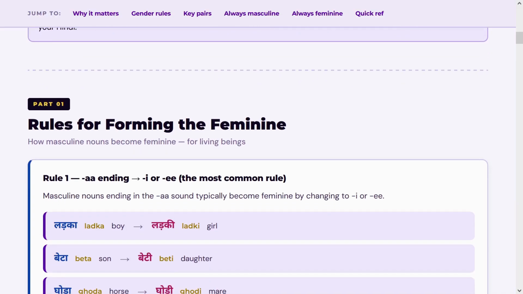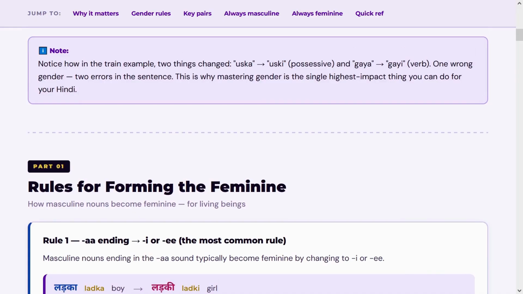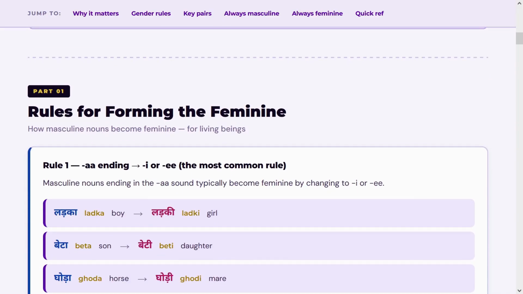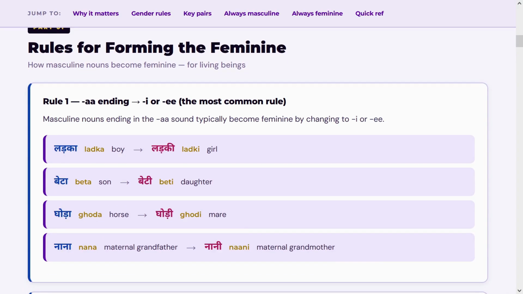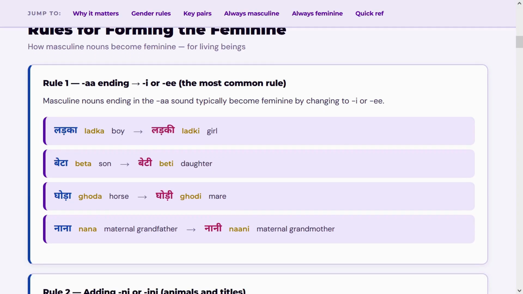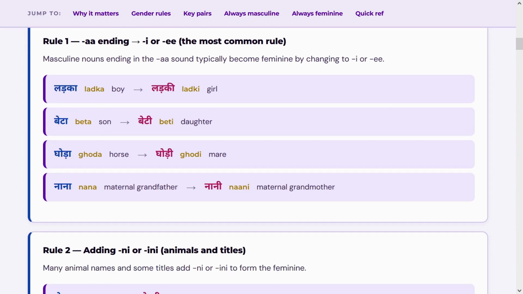So, the rules for forming the feminine. We will jump into how to convert masculine words into feminine words. Rule number 1: ladka changes to ladki. If the ending is a, it will change to i or ee. This is the most common rule. Beta, beti, son, daughter. Ghoda, ghodi, horse, mare. Nana, nani, maternal grandfather, maternal grandmother.